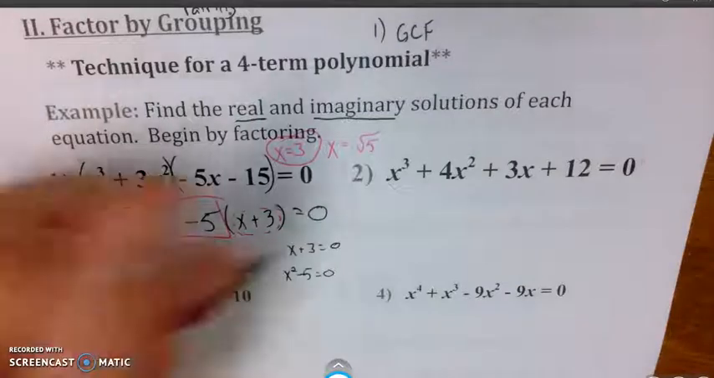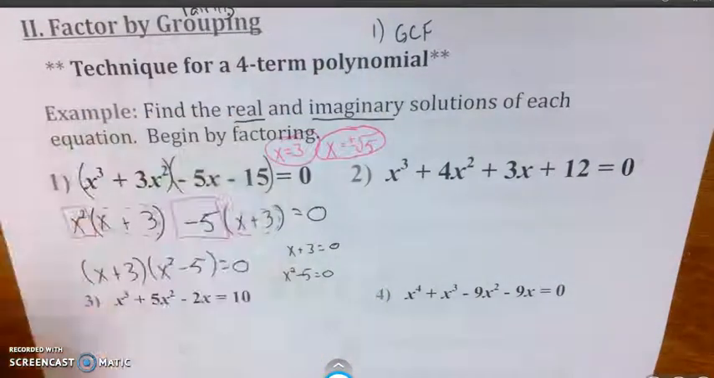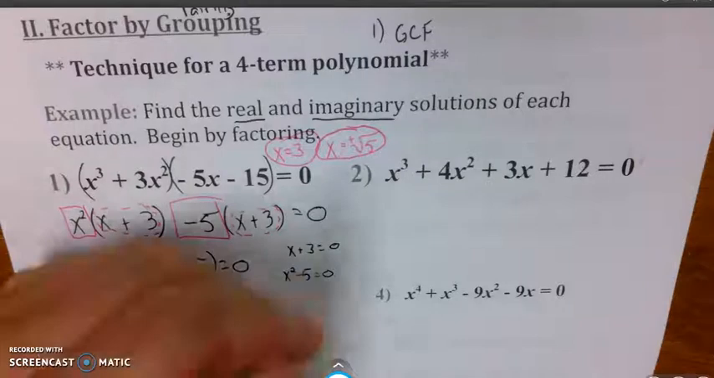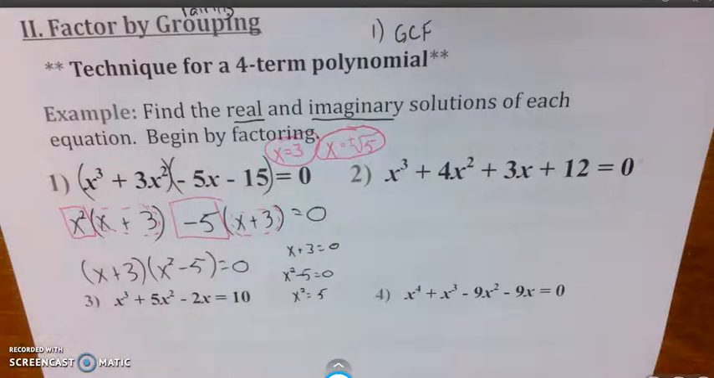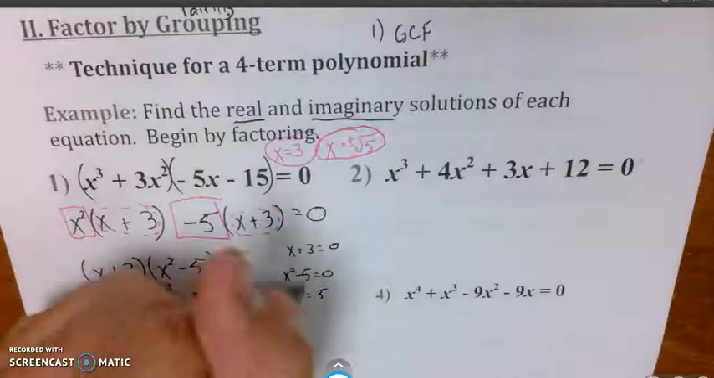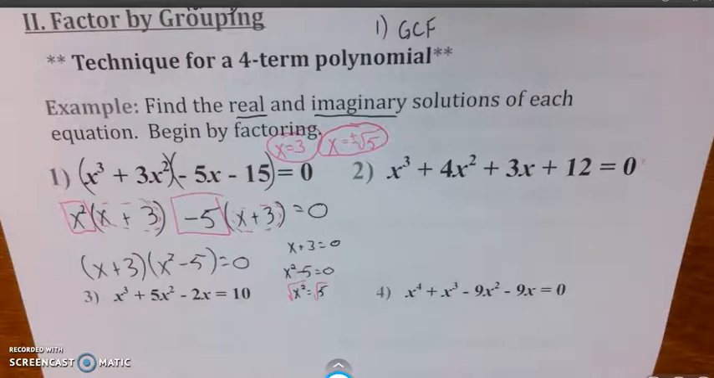But I should have 3 total answers, and the reason for that is anytime I take the square root of a value, I have to make sure I'm including positive or negative. So anytime I toss a radical on here, I have to include plus or minus.